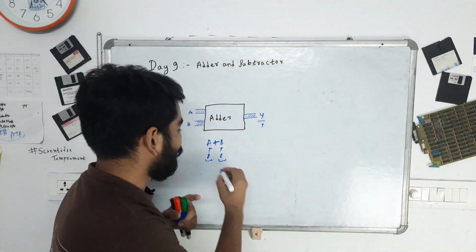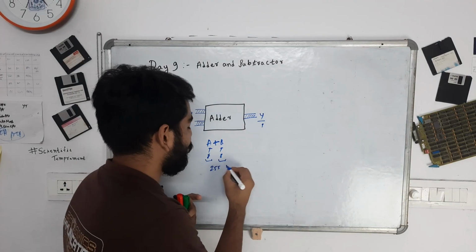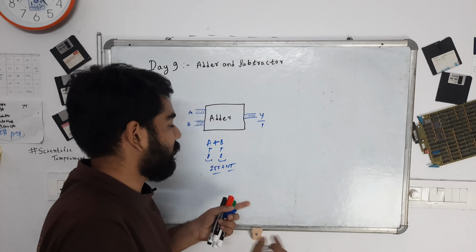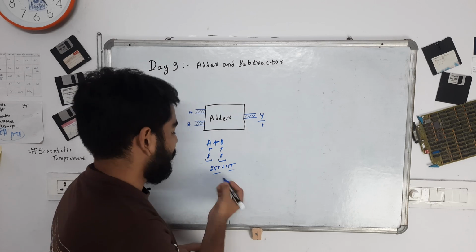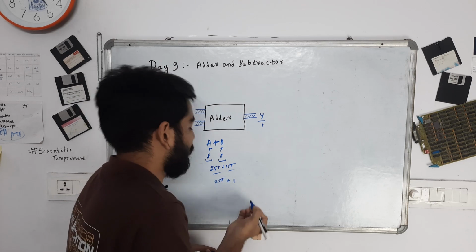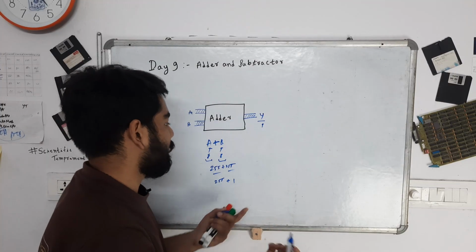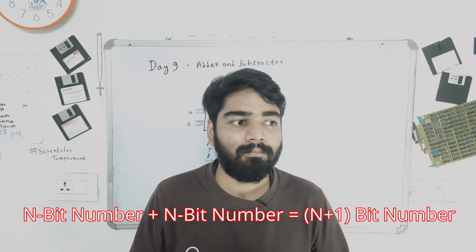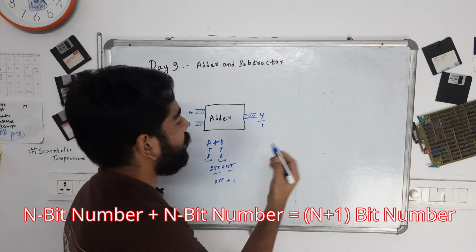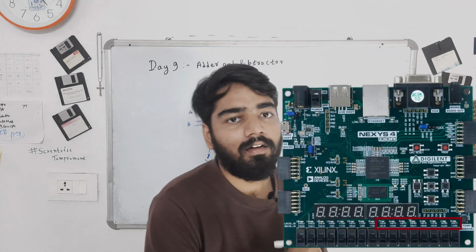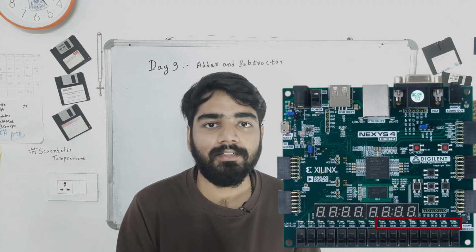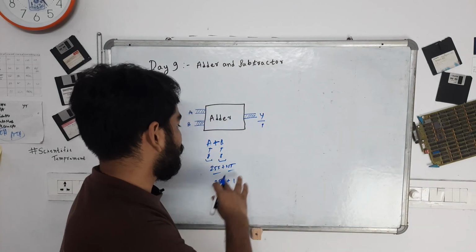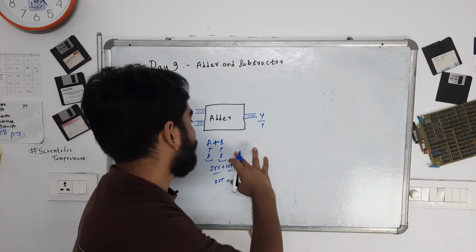Let's say we are adding 255 and 255. The addition result cannot be represented in 8 bits, right? Even 255 plus 1, you need to go one extra bit. So whenever you add two n-bit numbers, the sum will always be n plus 1 bits. We also have 16 LEDs on our Xilinx FPGA, so we will have enough LEDs to show the result. So let's verify it.